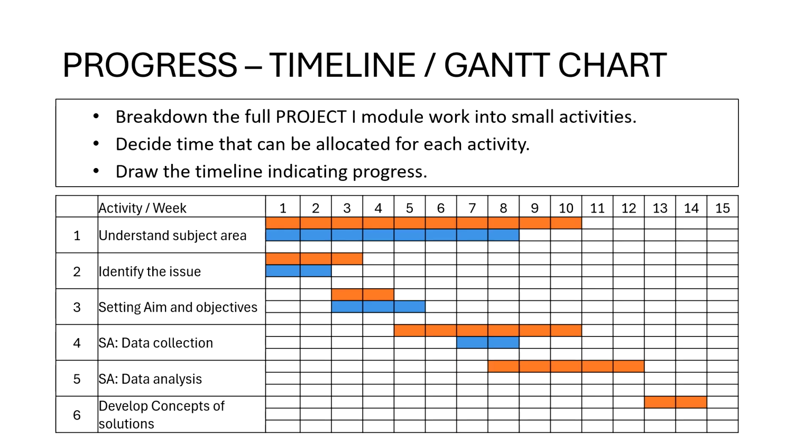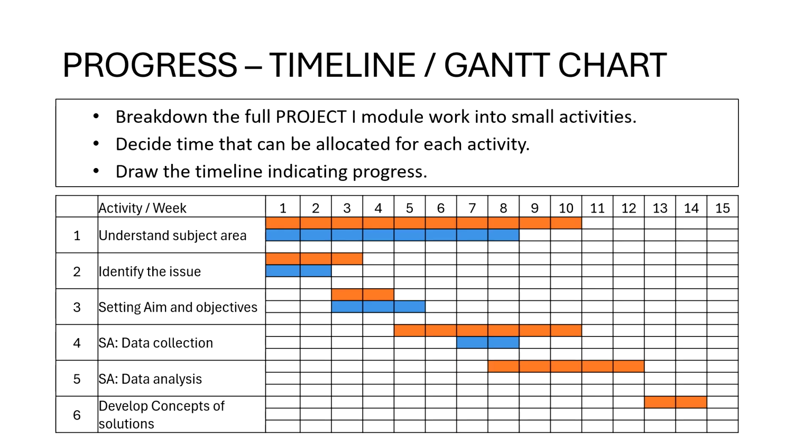Then you have to give a timeline, right? So Gantt chart: you have to break the full project, one module of work, into small activities and decide the time that can be allocated for each activity. Draw the timeline indicating progress.